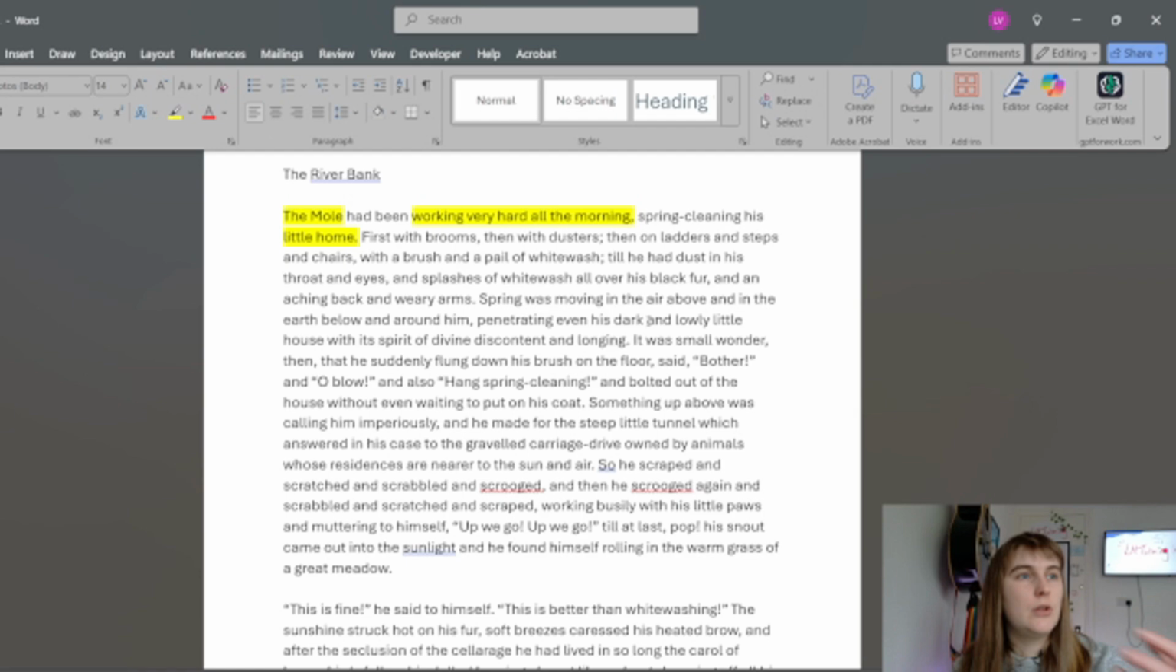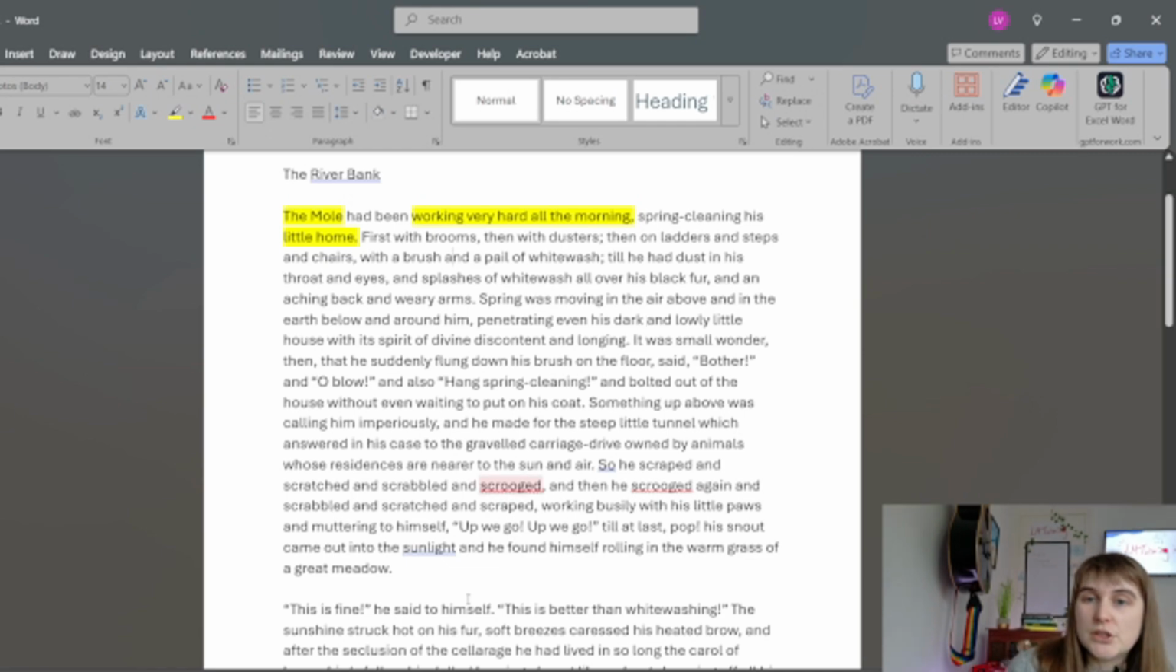This shows us that the mole is hardworking and, think of another word, shall we? Determined. This interests the reader because we wonder how he is going to be hardworking and determined within the plot of the story. What is he going to be working hard at as the story progresses, perhaps? That was just a quick idea.